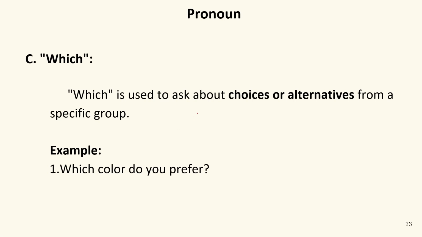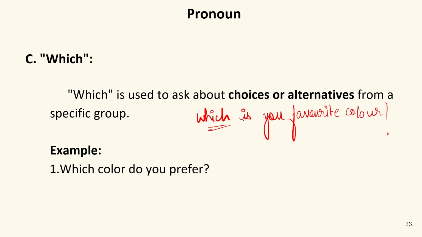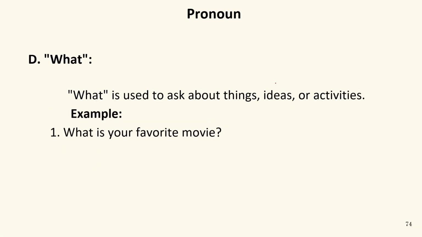Now, if I write the sentence, which is your favorite actor? Which is your favorite anything? Favorite color, favorite actor, anything. Say color. So in this sentence, we have used which, and just after it, we do not have any noun. It means this is an interrogative pronoun.